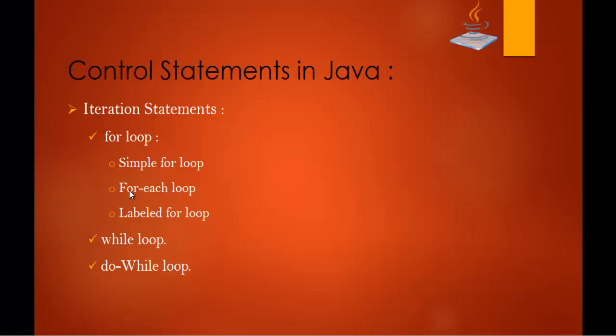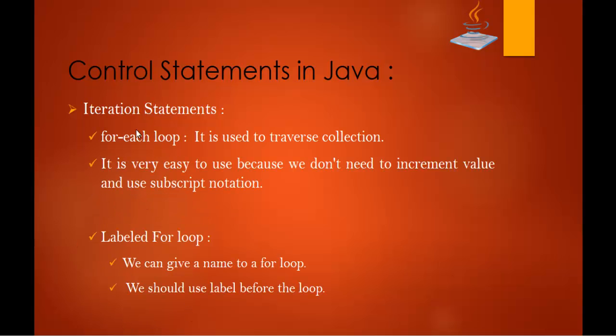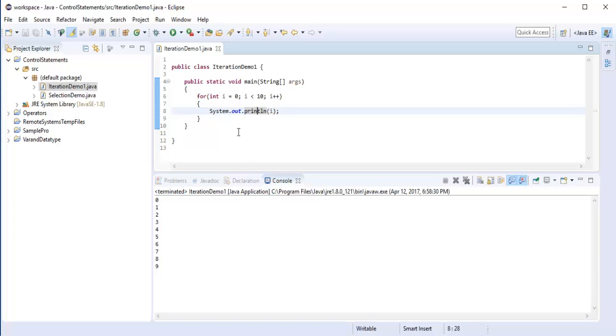So why do we need a for each loop? It's very simple. The for each loop is used to traverse a collection. Suppose you have a collection and you want to traverse it, then you have to go with this for each loop. It's very easy to use because we don't need to increment a value or use subscript notation. So let me show you that also.